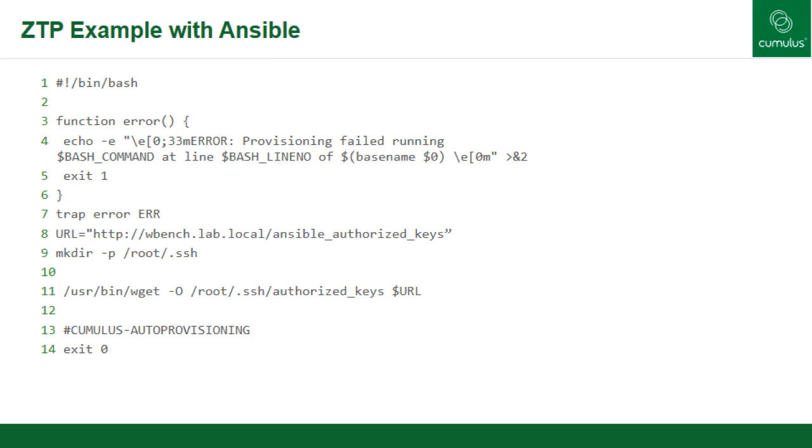The one important thing is that Ansible runs using SSH. So you need to have the SSH keys available to Ansible. So as you can see here, each switch, when it starts ZTP, is going to grab the SSH keys from the server and install them for root authorized keys. Ansible needs to work as root for most of its duties.